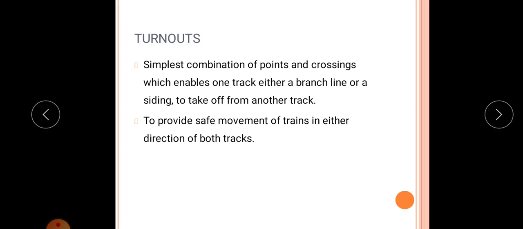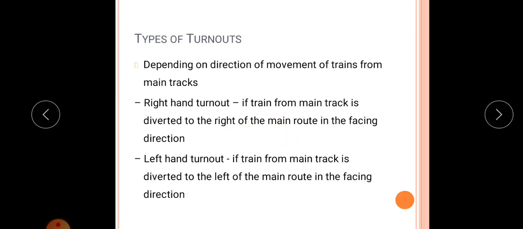So turnout is the simplest combination of points and crossings which enables one track, either a branch line or a siding, to take off from another track. That whole arrangement is known as turnout, a combination of points and crossings. It is provided in order to give safe movement of trains in either direction of both tracks. So that is the function of turnout. And there are two types of turnout depending on the direction of movement of trains from the main track. That is right hand turnout and left hand turnout.